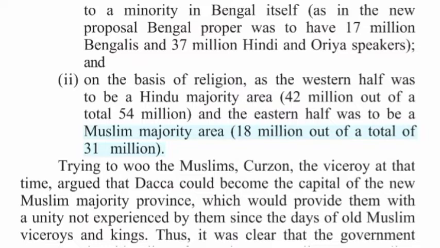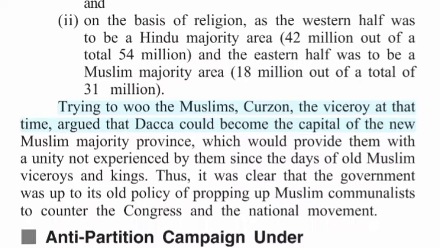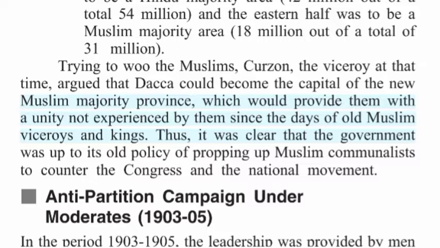Trying to woo the Muslims, Curzon, the viceroy at that time, argued that Dhaka could become the capital of the new Muslim majority province, which would provide them with a unity not experienced by them since the days of old Muslim viceroys and kings.